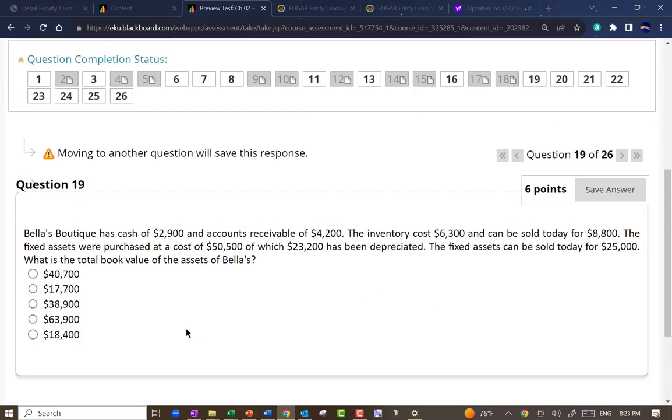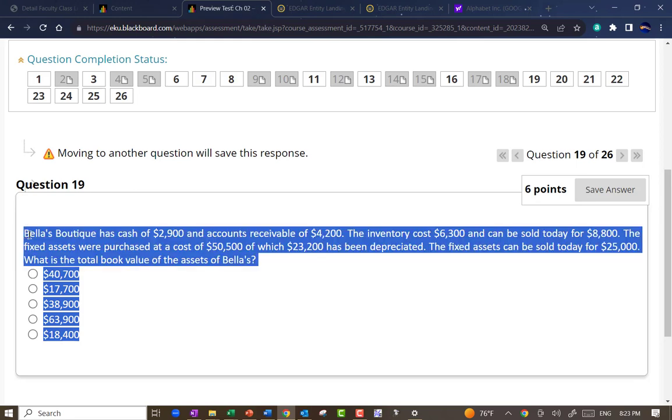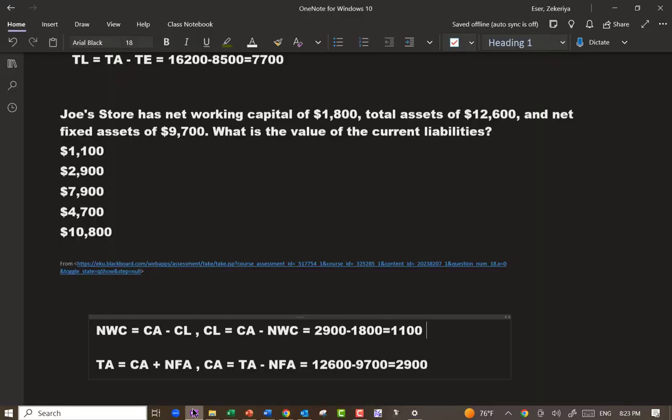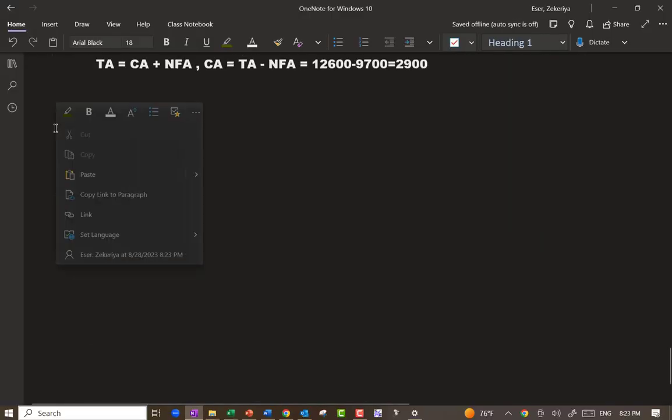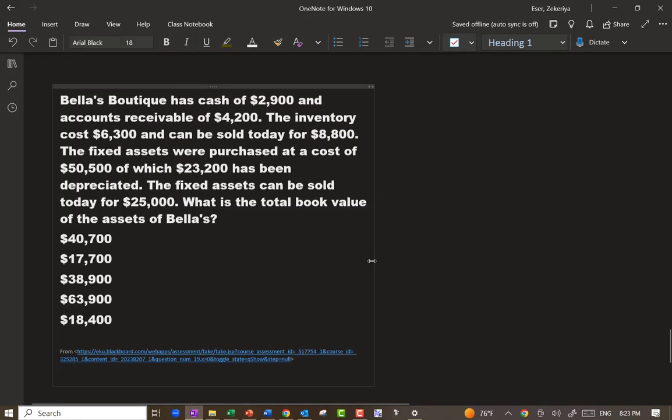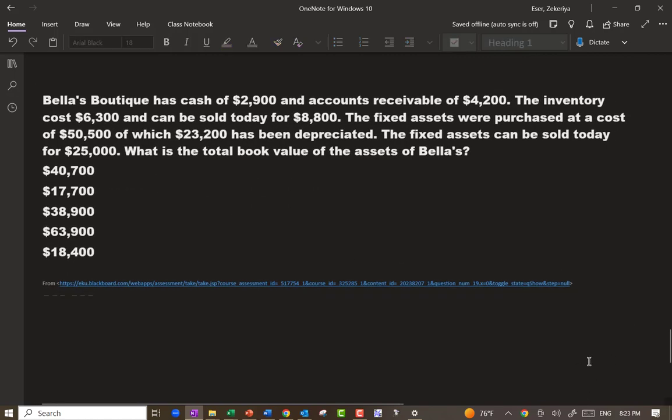Okay, let's get this one. This is relatively easy, but you're gonna get all of these as a PDF in addition to having video. Okay, cash, accounts receivable, inventory, what it can be sold at. Fixed assets were purchased at a cost of that, of which that much depreciated. They can be sold today for $2,500. What's the book value of the assets?